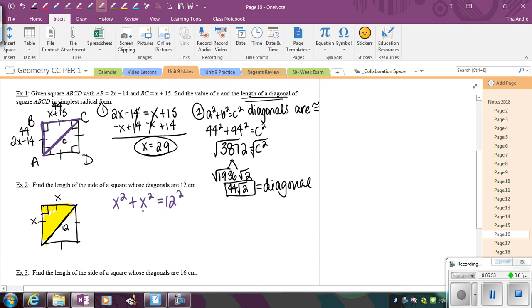So this is going to combine. There's two of those, so it's going to be 2x squared equals 144. You're going to divide both sides by 2, so I get x squared equals 72. Square root both sides, break this up. The largest perfect square that's going to go into that is 36. So 36 times 2 is going to give me 72. So break that up into 6 root 2. So one of the sides of this square would have to be 6 root 2.